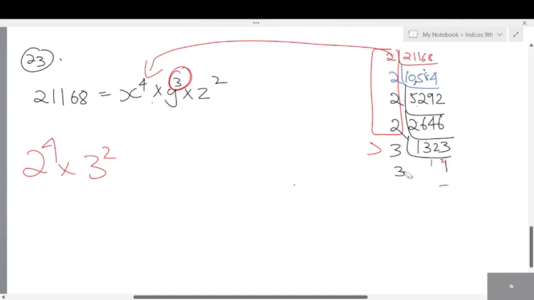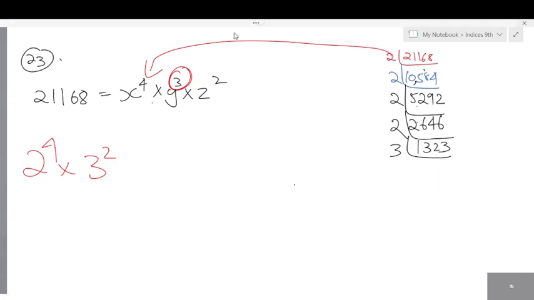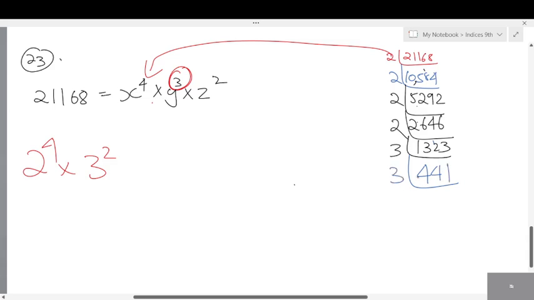Even here I've gone wrong. 3 to the power of 4? Yes. We'll start from here. What do you get? 3 fours are 12. 441. Next. 3 ones are 3. What do you get, students? 3 ones are 3. 147. Next. 3 fours are 12.